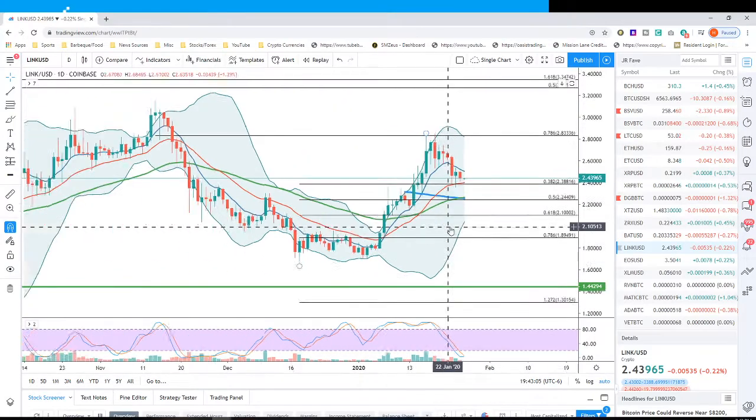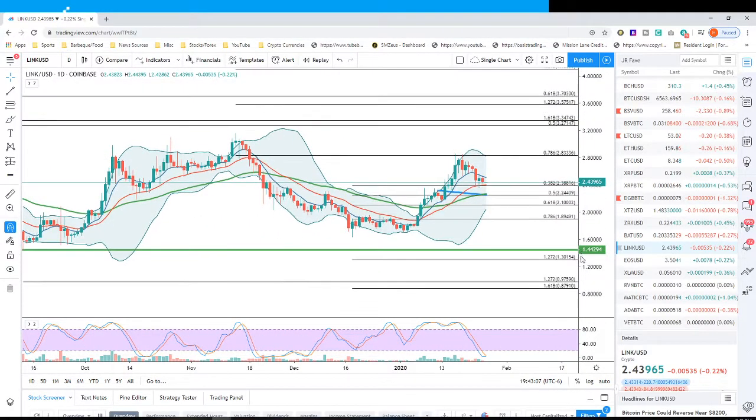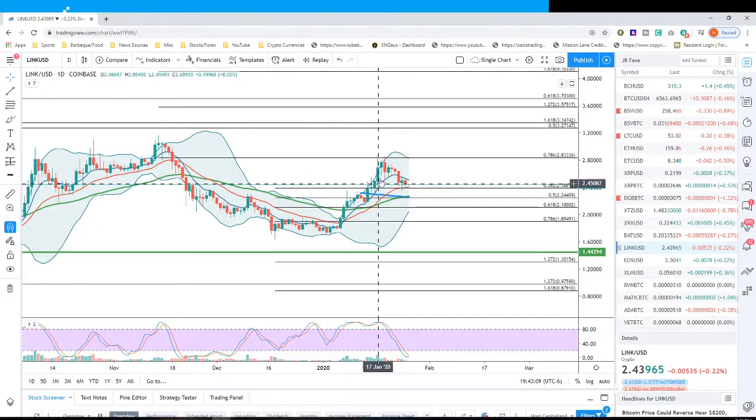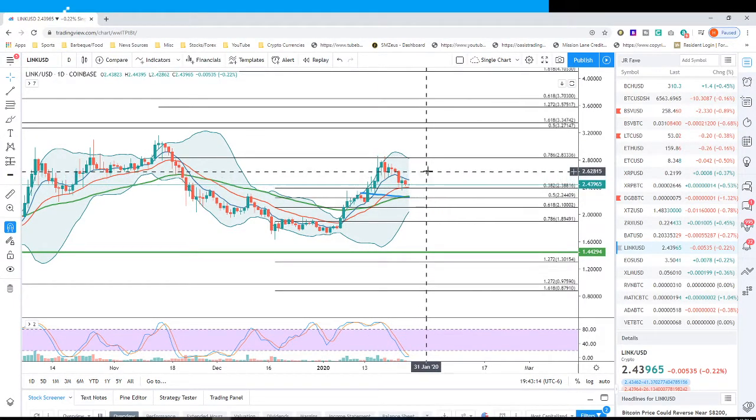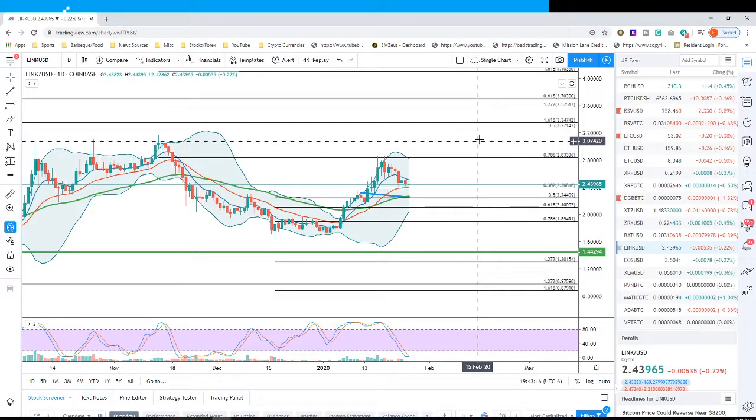Let's go look at Link. Still holding up pretty well. All right. Had the nice break. Just pulling back a little bit. And then we'll see if it can make the nice journey up to the upside.